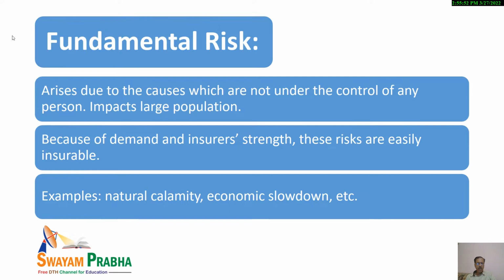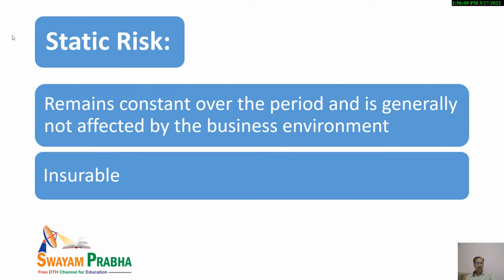Various things may arise, but fundamental risk, the unique point is that these risks are easily insurable. Like some economic slowdown, some natural calamity may be there, so it will be affecting the major area, but still these are insurable. Now, static risk. What is static risk?